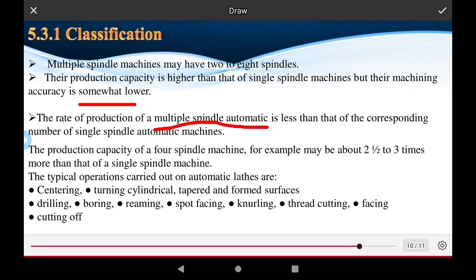number of single spindles. The automatic machine is selected depending on the work. These machines are used for very high production of machines, and other spindle automatic lathe machines are also selected. The production capacity of the four spindle machines, okay, and this machine is used only for a very high production rate.